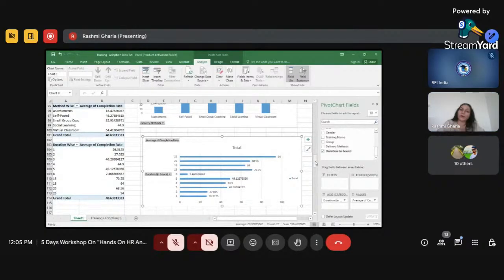Yes, ma'am. So this way we can apply analytics on HR data, and you can get as many insights as you can to understand the pattern in the data. And by identifying the pattern, you will be able to plan an appropriate intervention to solve the problem, right? I hope you got it.